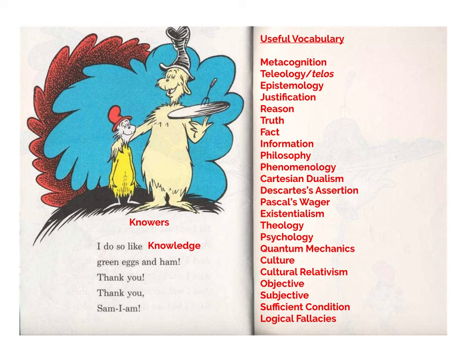Philosophy, phenomenology, Cartesian dualism. If you don't find a good definition for that one, don't sweat. We'll come up to it. Descartes' assertion. That's just a fancy way of saying the cogito ergo sum. Pascal's wager. Existentialism, theology, psychology, quantum mechanics, culture and cultural relativism, the objective and the subjective, sufficient condition, and finally, logical fallacies.